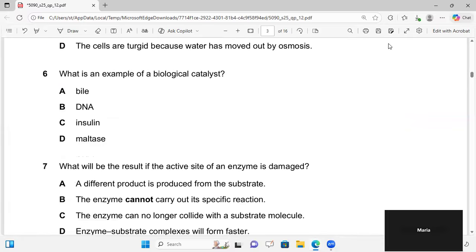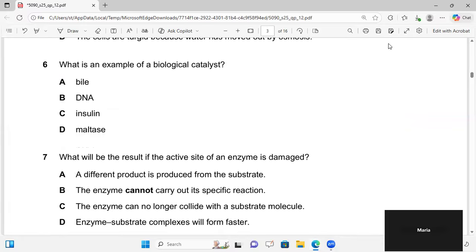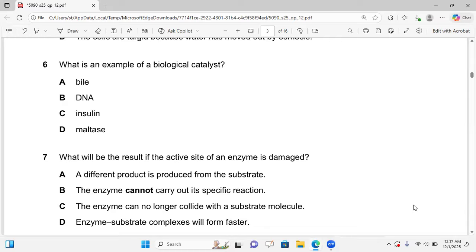What is the example of biological catalyst over there? If we talk about it, we can say the options are bile, DNA, insulin, and maltase. A biological catalyst is just like a biological enzyme. So the enzyme here is maltase, and the remaining, bile juice, DNA, and insulin, are not.